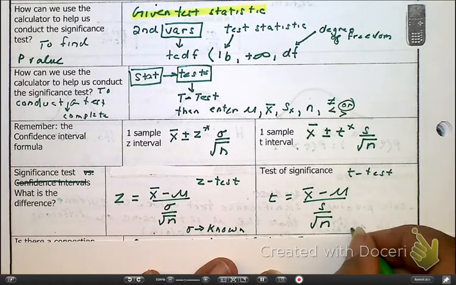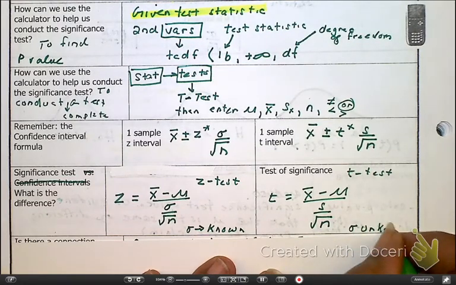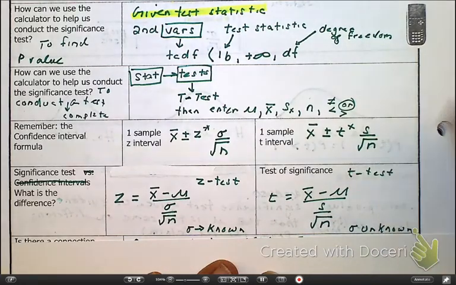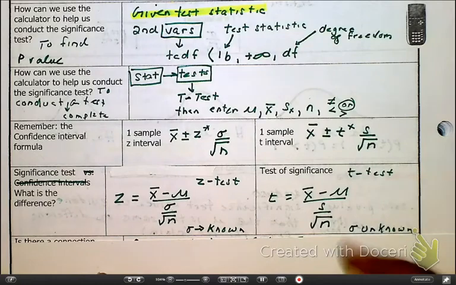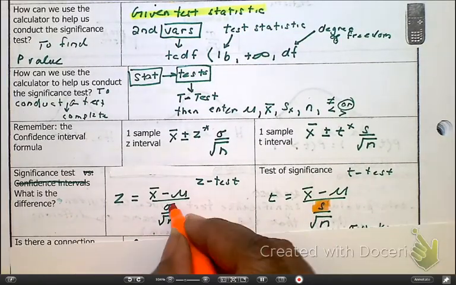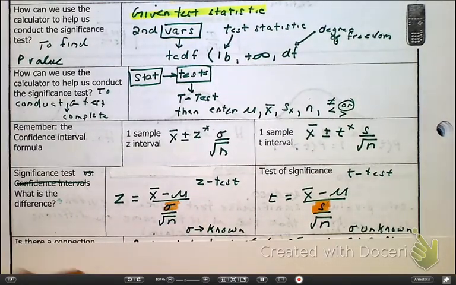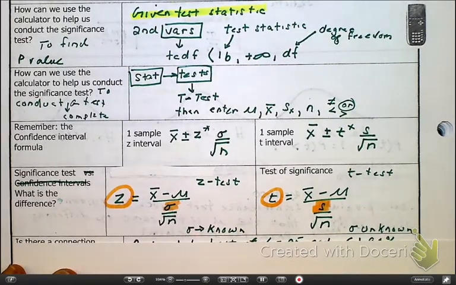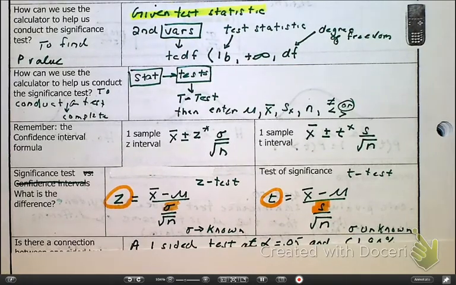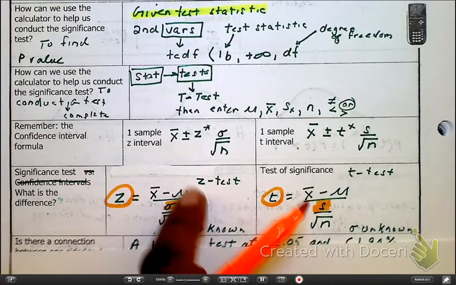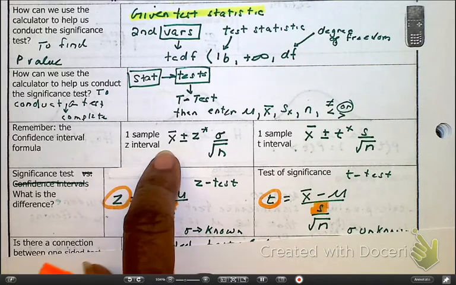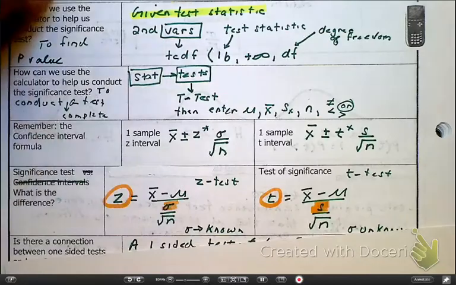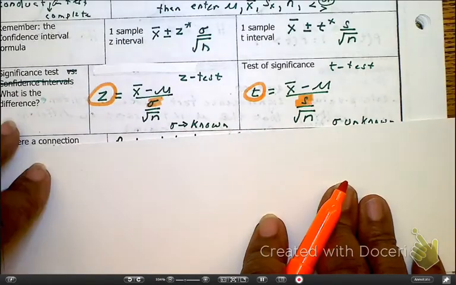But when sigma is unknown, we are using our T, and let's face it, we know this. What's the big difference here? The big difference is I'm replacing that sigma with the S because that's what I'm given. And the major difference is I've got a T and a Z in which I'm using two different charts. Also, please notice up here, I did write down my confidence intervals just as a reminder, which takes me to my next point.